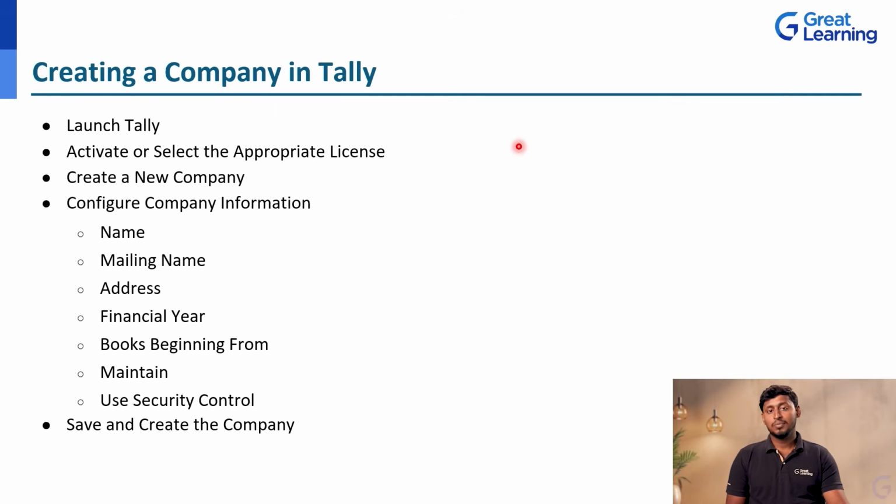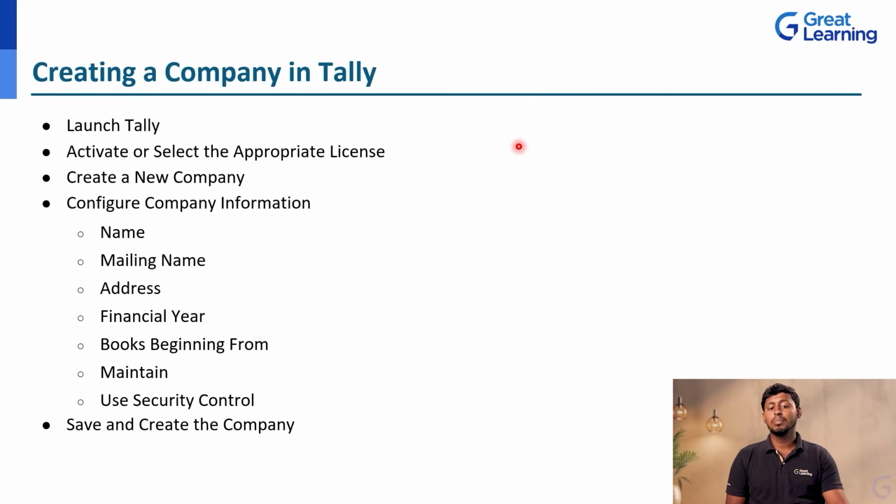Then the address, the complete address of your organization, that is the head office. You need to provide that information. Next, the financial year. If your organization maintains the financial year from 1st of January to 31st of December, or 1st of April to 31st March of the next year, you need to mention that financial year in Tally.